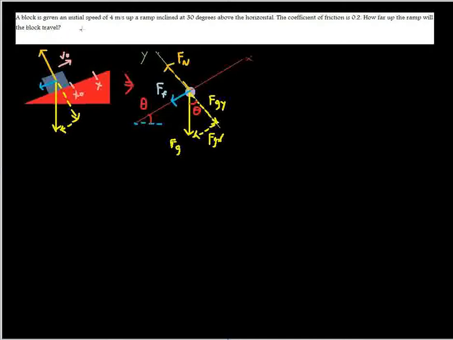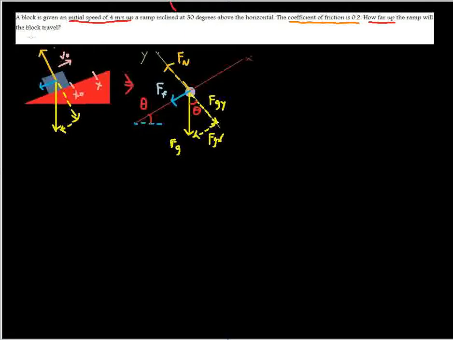So what makes this problem a little bit interesting is that we're given indications that this is a kinematics problem. For instance, initial speed of 4 meters per second. And what we're looking for is how far up the ramp. So these are indicators that we have a kinematics problem. But the other thing that we should notice is that we also see the coefficient of friction, and that's indicative of a force problem. So what we probably need to do in this case is draw our forces in, but also draw in some kinematics indicators as well.